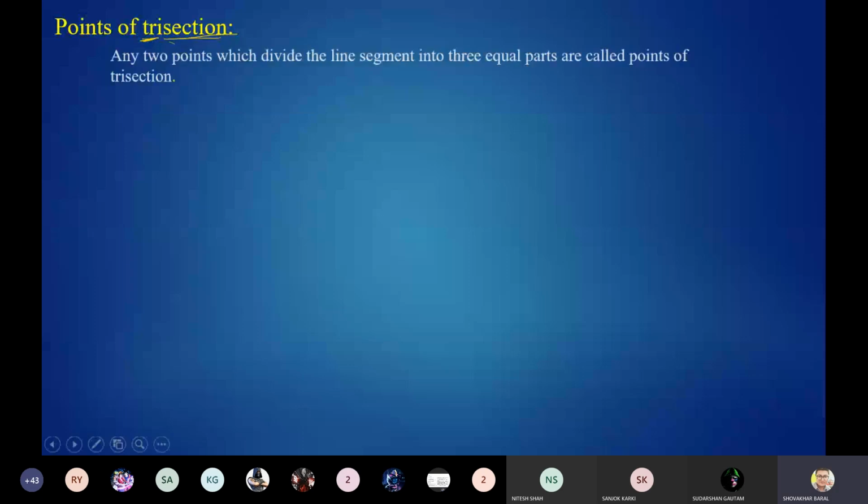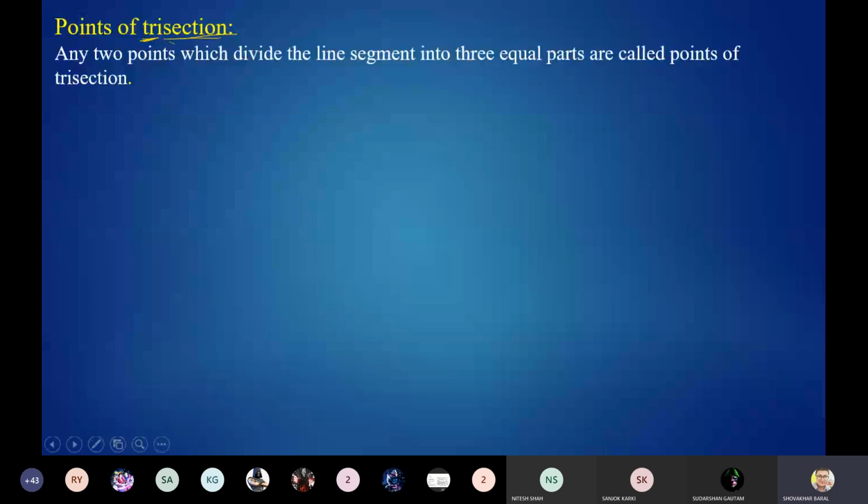So let me display it. Any 2 points which divide the line segment into 3 equal parts, underline it, into 3 equal parts are called points of trisection. Please copy it first.